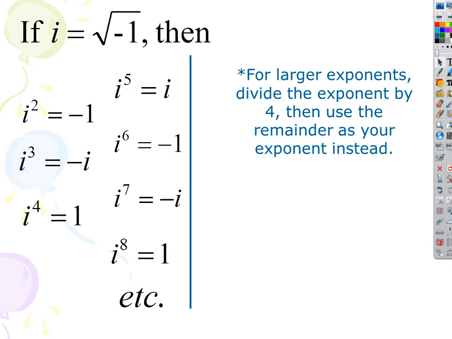Divide the exponent by 4 and use the remainder instead. Much smaller number. And then all you have to know are the first 4 powers of i. And that's it. And if you know the definition of i, those first 4 are pretty easy to get. Okay, make sense?